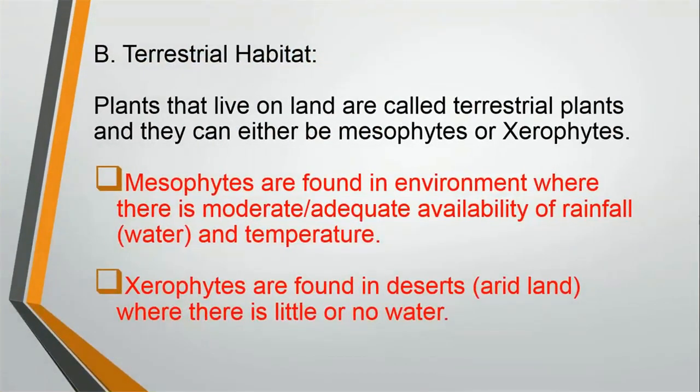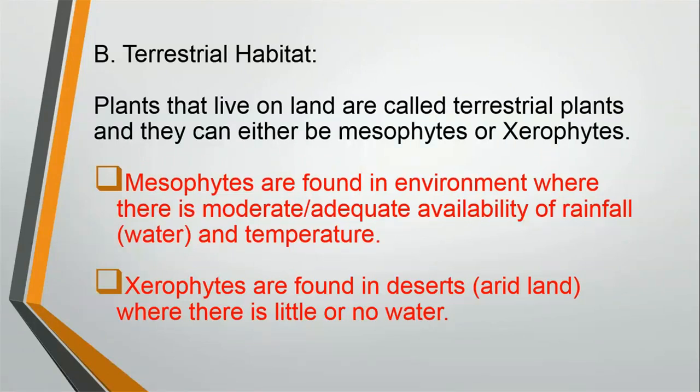Okay, let's discuss terrestrial habitats and the plants that are found there. Now, terrestrial plants are plants that can live on land, and so they are called terrestrial plants. They can either be mesophytes or xerophytes. Now, mesophytes are found in environments where there is moderate or adequate availability of rainfall or water and temperature. So for mesophytes, water is not a challenge for them.